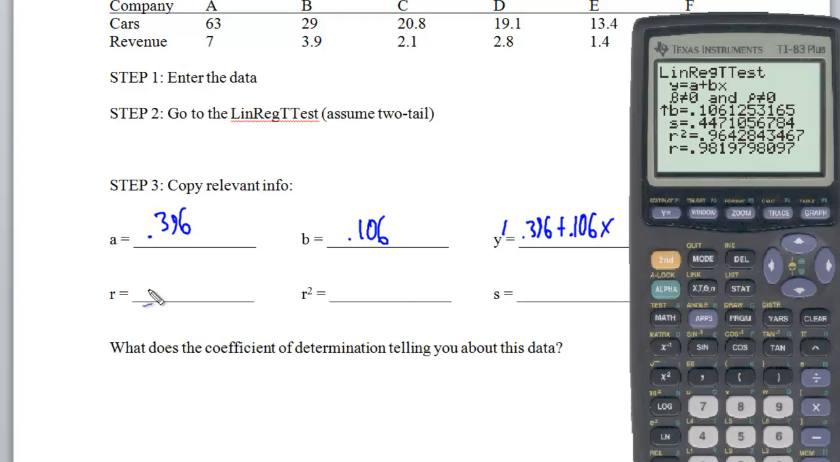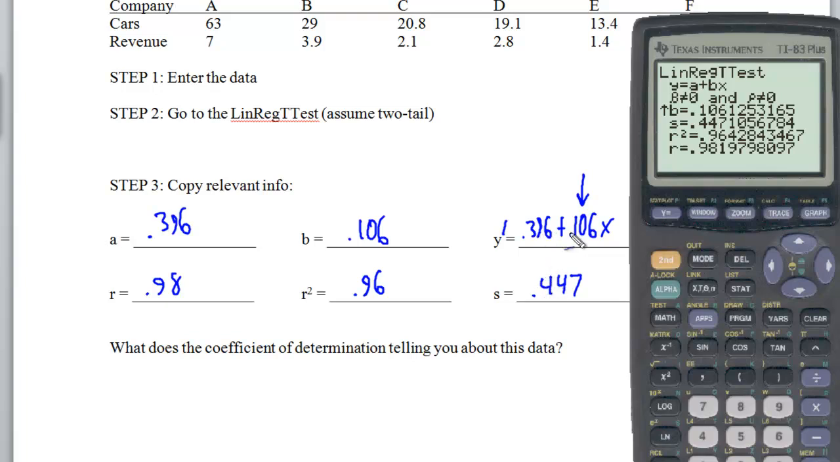Now, my correlation coefficient was really strong. My coefficient of determination is also really strong, and you can just square your 0.98 and get this. Now, here's my standard error of the estimate, which is 0.447. Now, be aware of what this means in this problem. We're talking about your item being 0.447 away from your line.